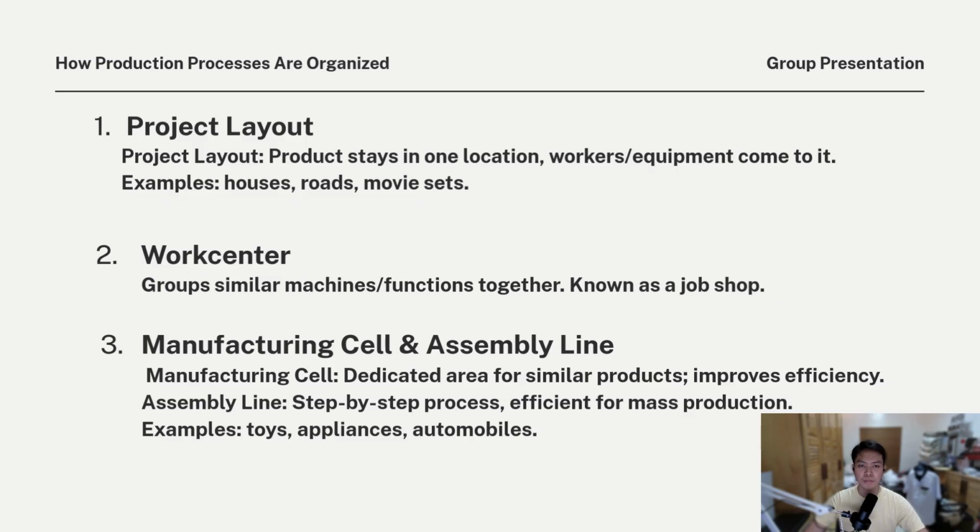Number three, manufacturing cell. A manufacturing cell is a dedicated area for producing similar products. The cell is designed to handle a specific set of processes efficiently. For instance, one cell might produce a single product or a family of related products. This type of layout is often used when demand requires flexibility but also some efficiency.